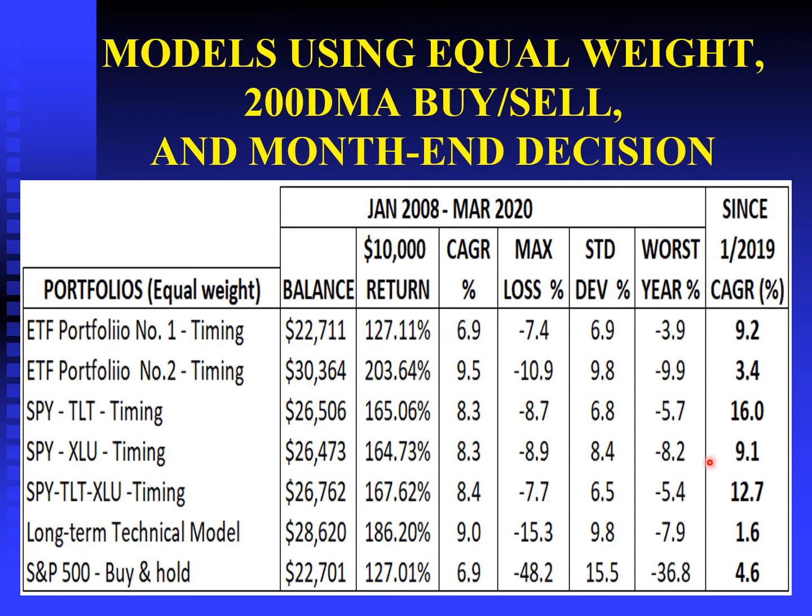So what I said is, well, what happens when you add bonds and utilities together to an average portfolio? The performance is still the same. You lower the maximum loss, as you can see, is 7.7% instead of almost 9%. The volatility has decreased, and the worst year is about the same, 5.4%.